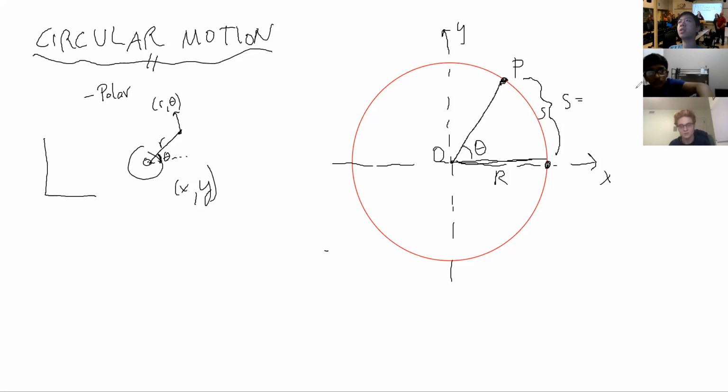And like someone said in the chat before, this S is going to be equal to r theta, right? So r theta is going to be our linear distance, but the angle theta is what we're going to call our angular displacement.